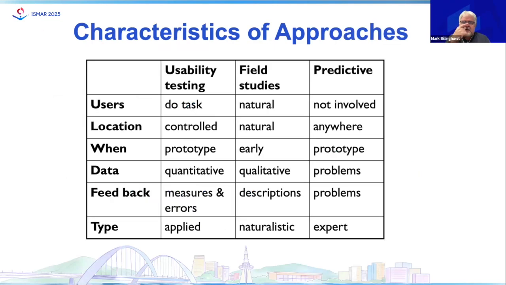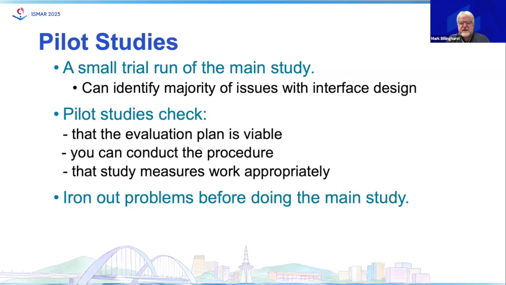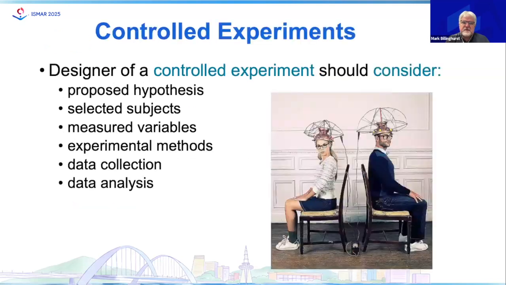So here are the different characteristics. Usability testing is about doing the task. Predictive testing doesn't involve users at all. And then there are the types of feedback you get as well. I want to talk mostly about usability testing because this is the one that most of you will probably be doing. That generally starts with pilot testing, where you do a small pilot study to make sure you've got your evaluation correct. This allows you to iron out all the problems before you do the main study.